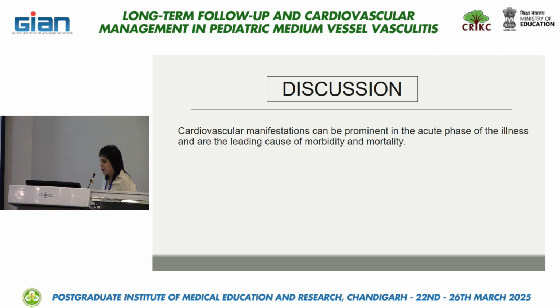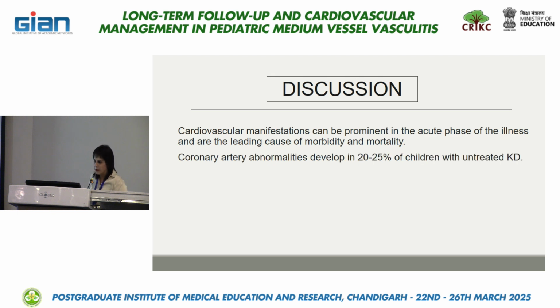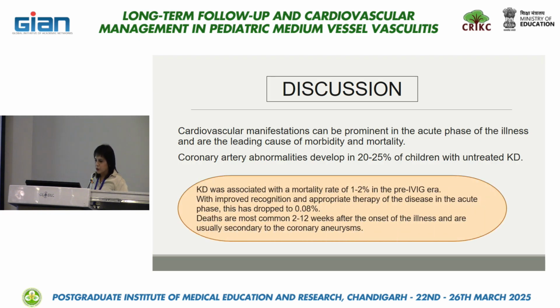So cardiovascular manifestations can be prominent in the acute phase of illness and are the leading causes of morbidity and mortality. They develop in 20 to 25% of patients with untreated KD, and it is associated with a mortality rate of 1 to 2% in the pre-IVIG era, which decreased to 0.08%. Deaths are most common 2 to 12 weeks after the onset of illness and are usually secondary to coronary aneurysms.